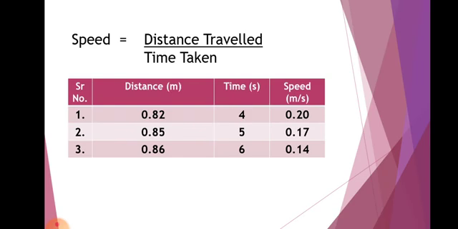In the second round it was 0.85 and the time was 5 seconds. So speed is 0.85 upon 5, which is equal to 0.17. Then in the third round the distance was 0.86 and the time was 6 seconds. So again speed is equal to 0.86 upon 6, which is equal to 0.14.